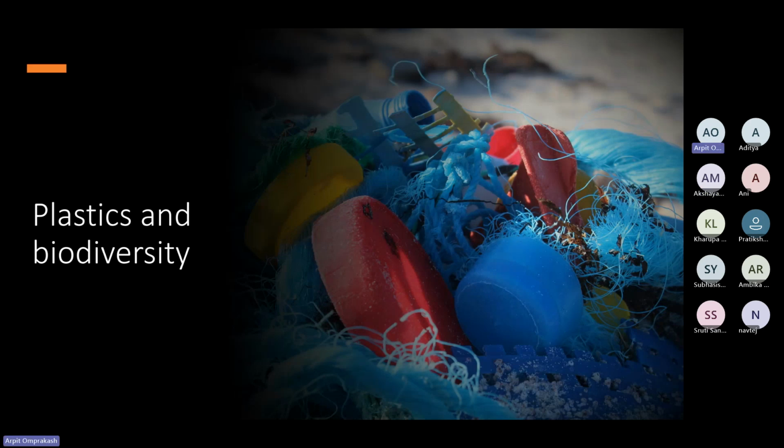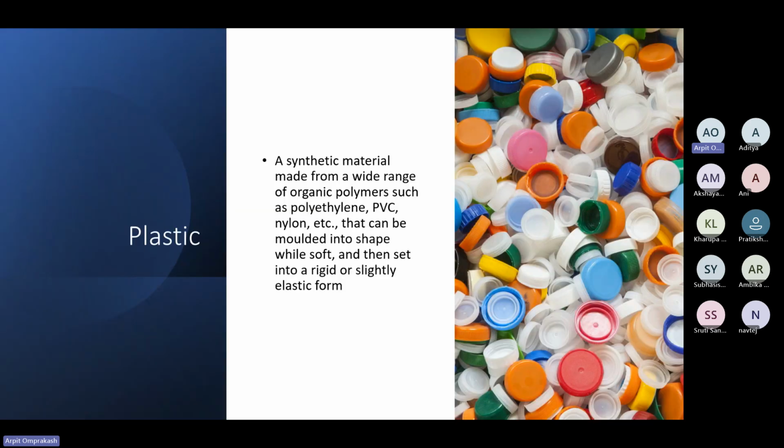Okay. So next, in the next lecture, we talked about plastics and biodiversity. So what is a plastic? A plastic is a synthetic material that is made from a wide range of organic polymers such as polyethylene, PVC, nylon, etc., and that can be molded into shape while soft and then set into a rigid or slightly elastic form. This is the technical definition of a plastic, but I'm sure everyone has seen plastic. Everyone knows what plastic is and what it looks like.